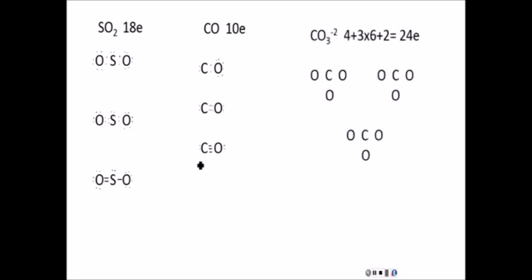Now the next one we have here is a polyatomic ion. You can see the negative charge on it. And this is only going to affect the total number of valence electrons. So we have 4 from the carbon, 3 oxygens are 3 times 6, and I'm adding 2 more because of the negative charge. If this had been a positive charge, I would have subtracted the number of the positive charge from the total. So I have 24 electrons.